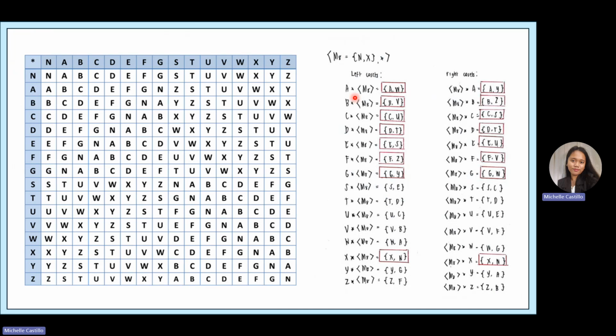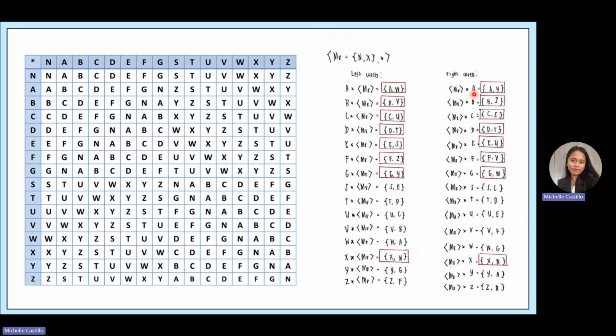Then next we have M sub 8 is equal to the set of N and X under the binary operation star. So for the left cosets again, we will operate these group elements to the subgroup M sub 8. Then for the right cosets, we will operate the subgroup to the elements of the group. So for this one, we have A star M sub 8. A star N is equal to A, then A star X is equal to W. So A star M sub 8 is equal to A and W.